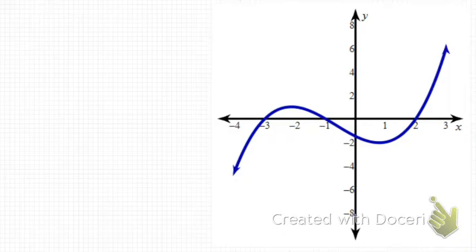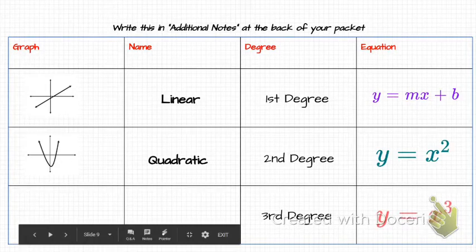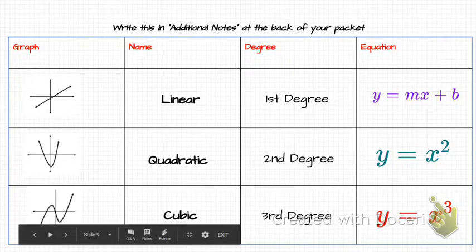Good. And we're going to add that really quickly as our next row in our table. So this one is a third degree polynomial. It looks like y equals x cubed. We call it a cubic function. And the graph looks like this, where it has 3 x-intercepts.